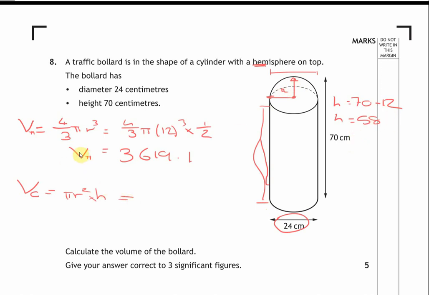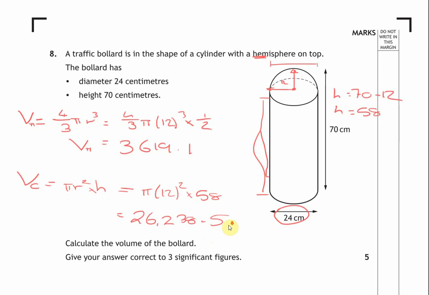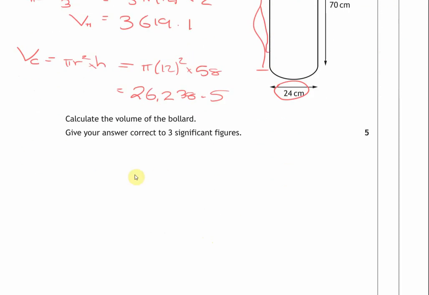So when we substitute that into this formula, the volume for the cylinder will be pi, radius is 12 squared, multiplied by the height, which is 58. And that will give us a value of 26,238.5. So now we can work out what the total volume of this bollard is, because we will say that V total, i.e. VT, is going to be the combination of the volume of the hemisphere plus the volume of the cylinder.